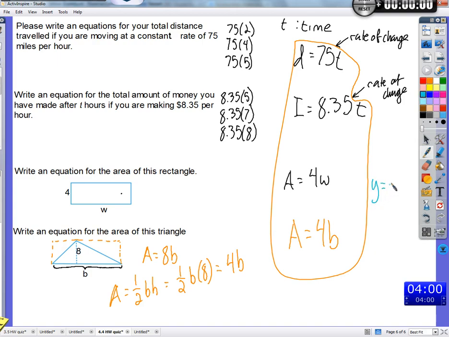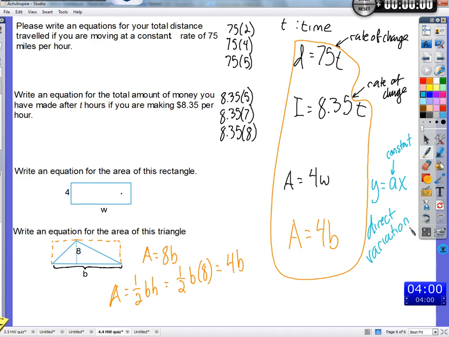Y equals a number times a variable. This is a constant. It's a number. Okay. x and y are variables like we're used to, and a is just that number that you're multiplying by. Here a is 75, here a is 8.35, here a is 4, here a is also 4. Okay. So this is what we call direct variation.